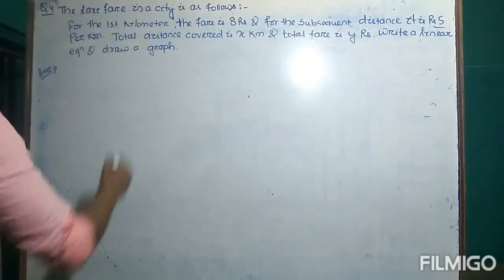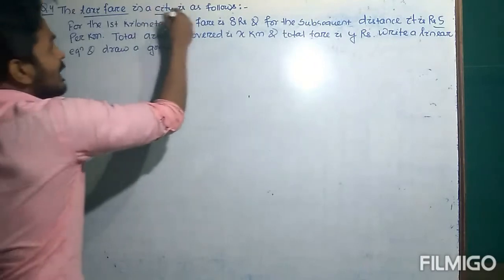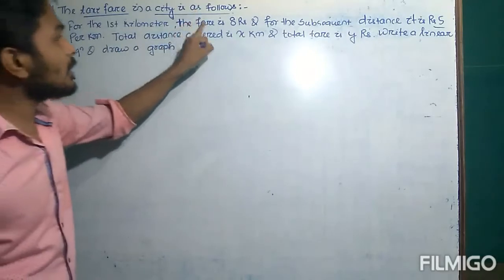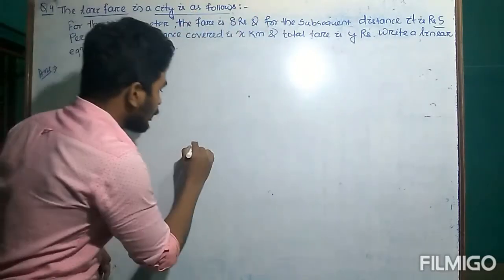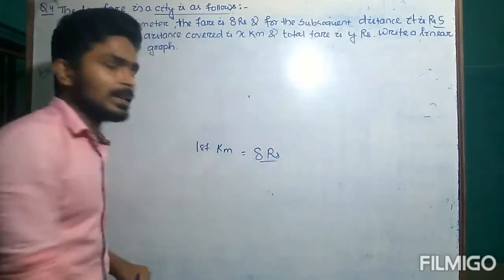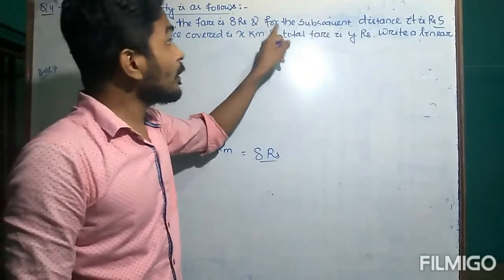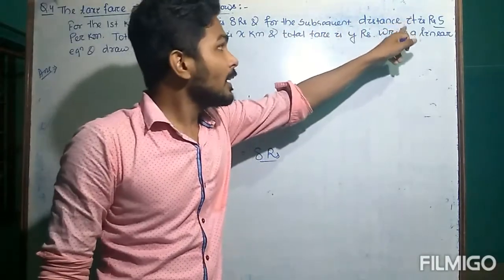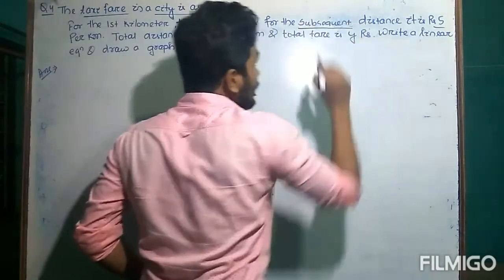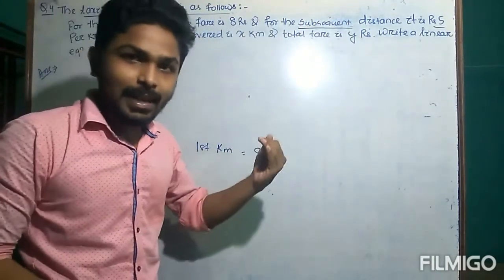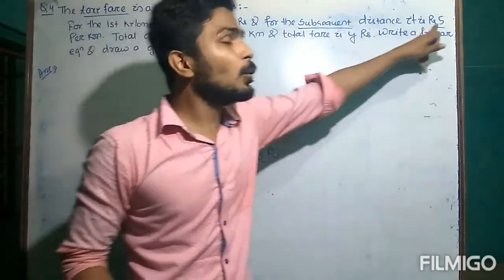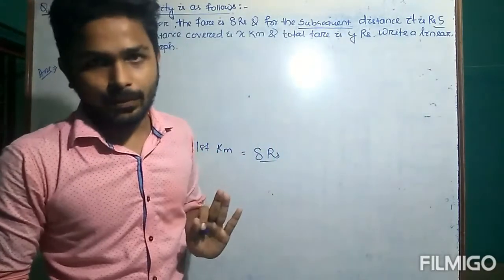So the first question is, the taxi fare in a city has been given. For the first kilometer, the taxi fare is 8 rupees. So for the first kilometer, you have to pay 8 rupees as taxi fare. Then for the subsequent distance, it is rupees 5 per kilometer. What is the meaning of subsequent? Subsequent means the distance after 1 kilometer. So after 1 kilometer you have to pay rupees 5 for each kilometer.